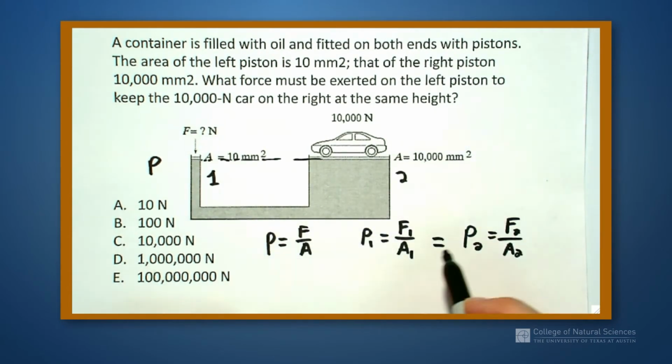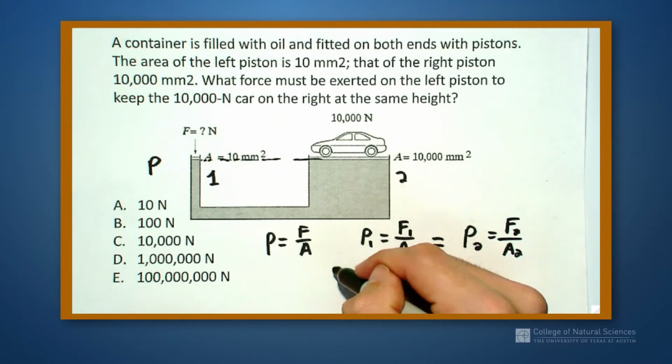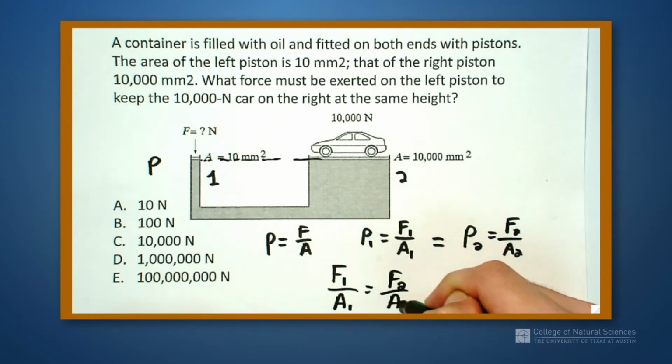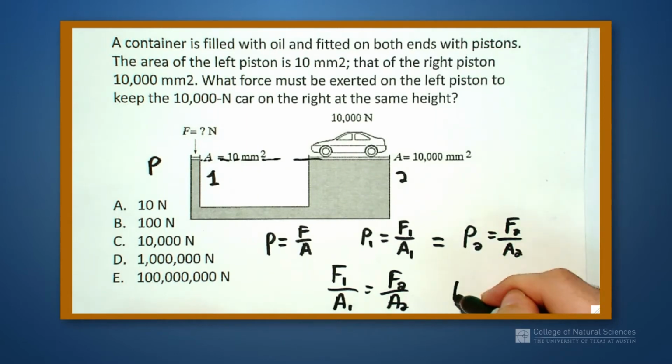So really I look at this and I get down to figuring out how much force do I need. So F1 over area 1 is equal to F2 over area 2, or F1 is equal to F2 over area 2 times area 1.